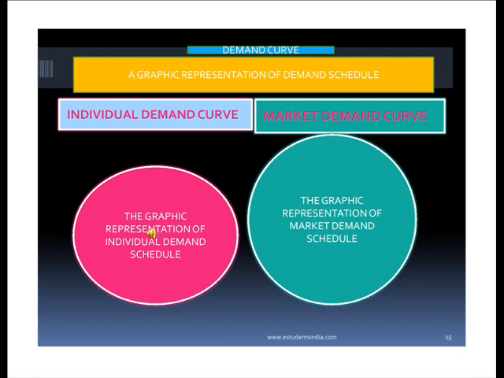Demand curve. What is a demand curve? A graphic representation of demand schedule. Individual demand curve, the graphic representation of individual demand schedule. Market demand curve, the graphic representation of market demand schedule. Individual demand curve and market demand curve, what about their slopes? Both slope downwards to the right.